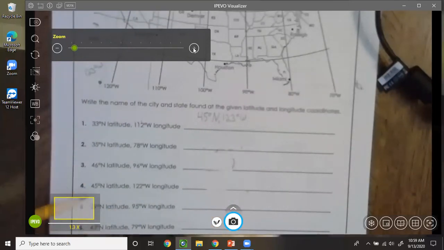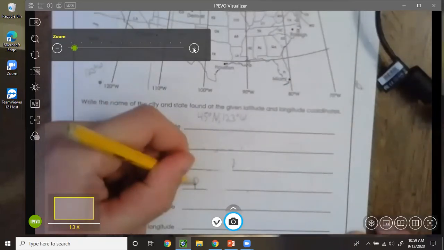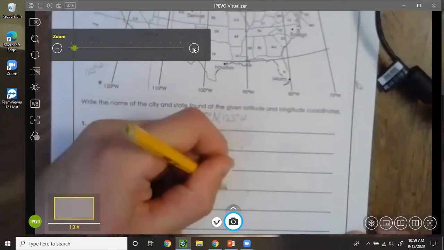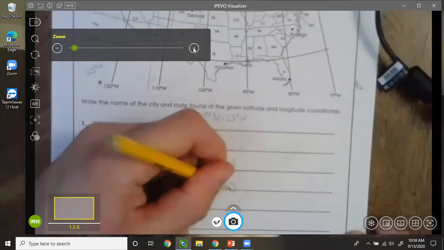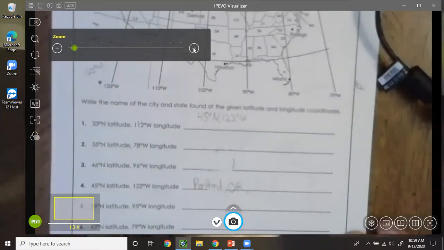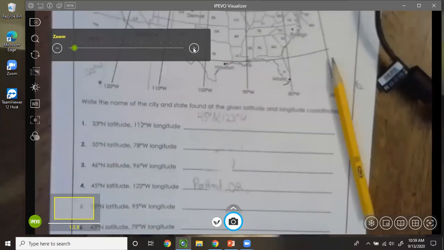All right, if I look at it, I see number 4 here, and that looks pretty close, right? It says 45 degrees north latitude, 122 degrees west. So if I were doing this as a worksheet, I would say that the answer is Portland. And if you know the state Portland is in, a lot of stuff going on there right now, it's Portland, Oregon.